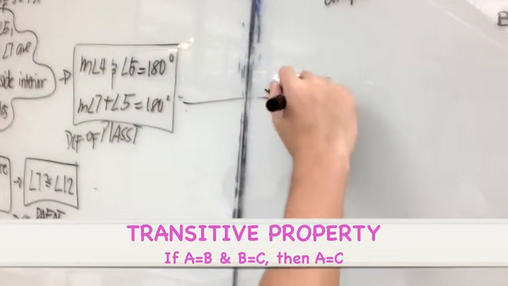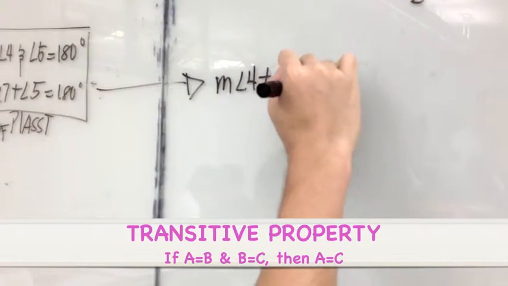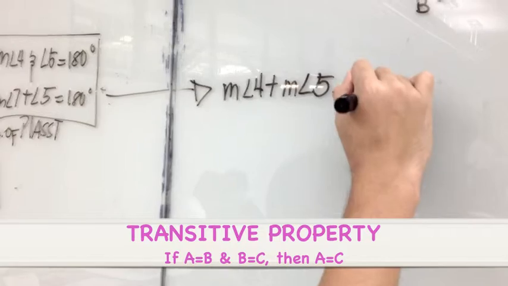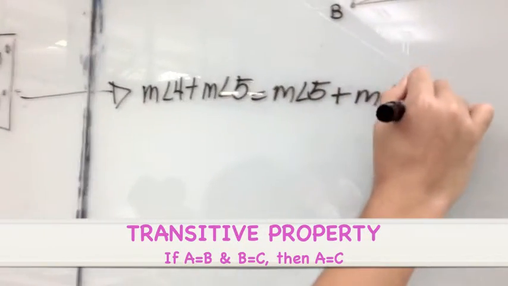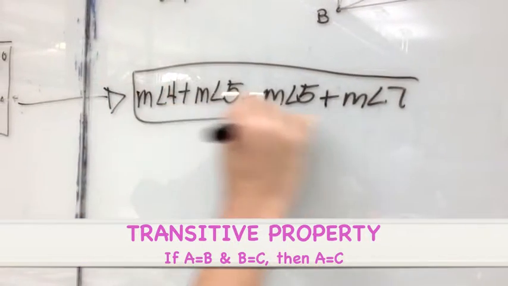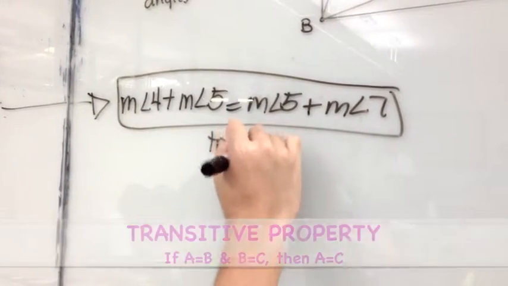Measure of angle 4 plus measure of angle 5 equals measure of angle 5 plus measure of angle 7. This is transitive property. In transitive property, if A equals B and B equals C, then A equals C.